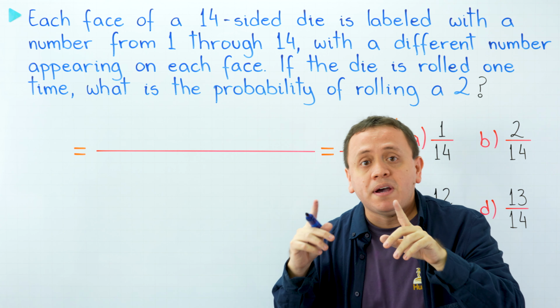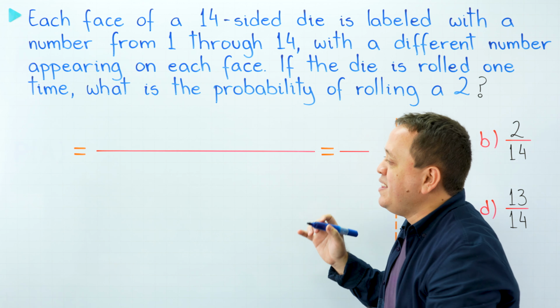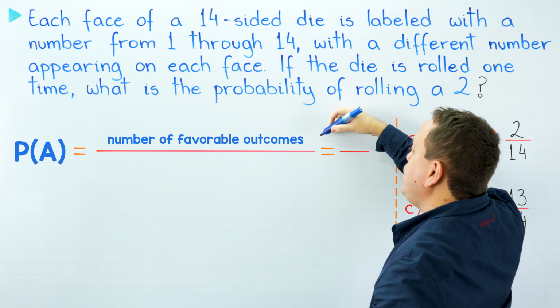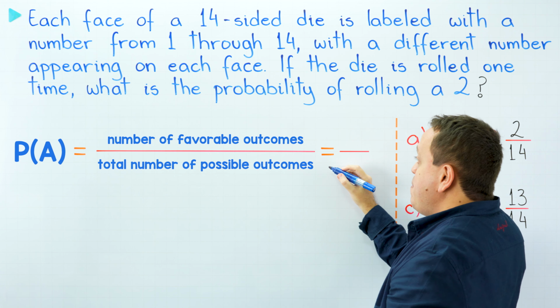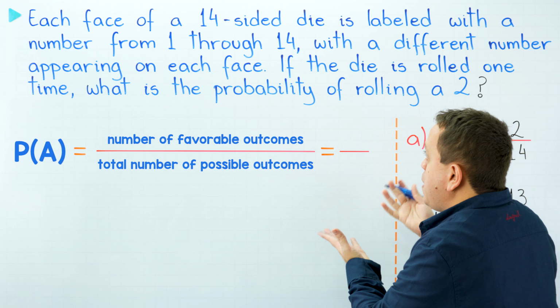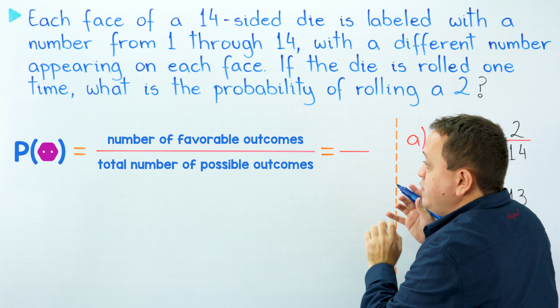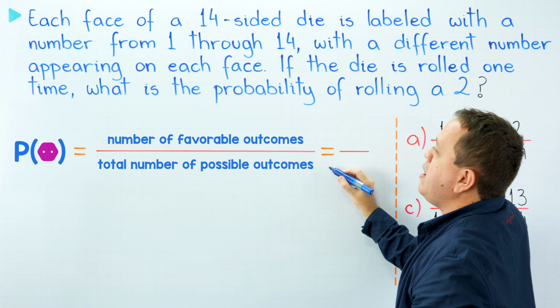At this point, we must remember the probability formula. The probability that A occurs is equal to the number of favorable outcomes divided by the total number of possible outcomes. In this problem, we want to find the probability of rolling a 2. And we're going to start with the total number of possible outcomes.